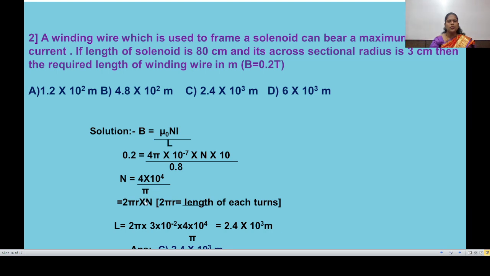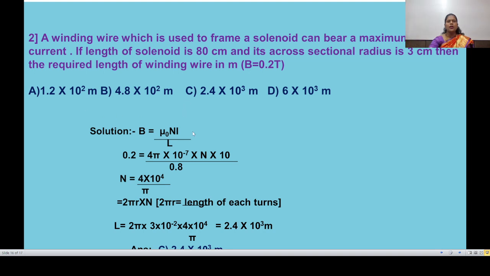So the length of each turn is 2 pi r, and total length is 2 pi r into N. L is equal to 2 pi into r, where the radius is given as 3 centimeter, which we convert to 3 × 10^-2 meter, and we substitute N's value as well. After solving this full equation, we get 2.4 × 10^3 meter. The answer will be C, 2.4 × 10^3 meters.